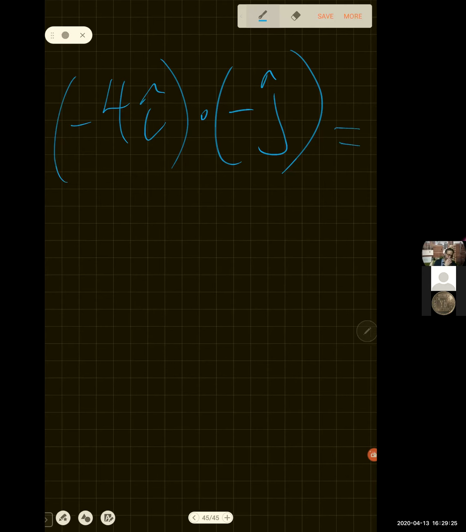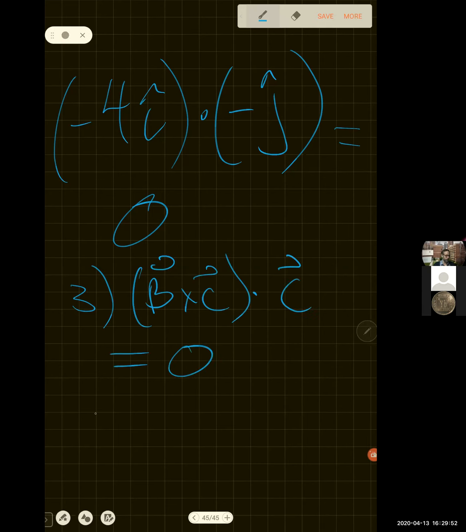Well, what is that? That's 0, because the dot product, however you look at it, is just the sum of like components. You multiply the matching components. If there are two i's or two j's, but those are totally orthogonal, totally perpendicular vectors, so the dot product is 0. So the answer to the whole thing for 3, the dot of C with the cross of B and C, is 0.